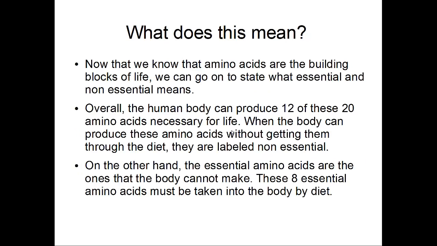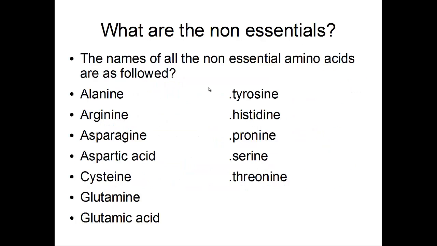Now that we know that amino acids are the building blocks of life, we can go on to state what essential and non-essential means. Overall, the body can produce 12 of these 20 amino acids necessary for life. When the body can produce these amino acids without getting them through the diet, they are labeled non-essential. On the other hand, the essential amino acids are the ones that the body cannot make. These 8 essential amino acids must be taken in to the body by diet.